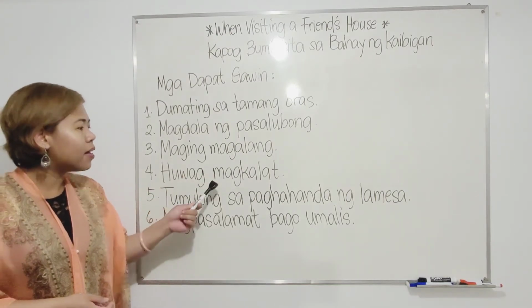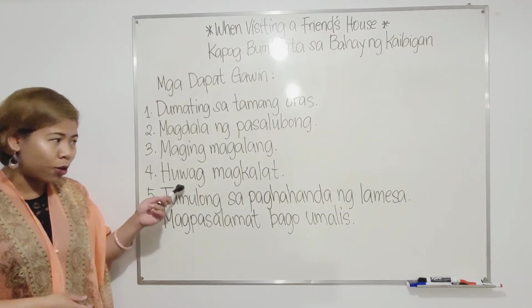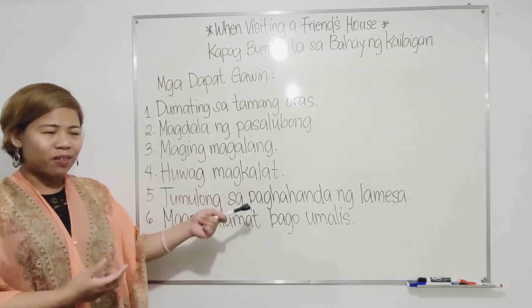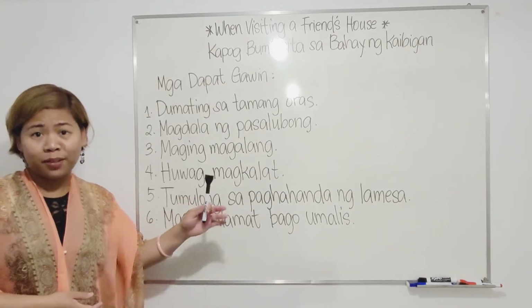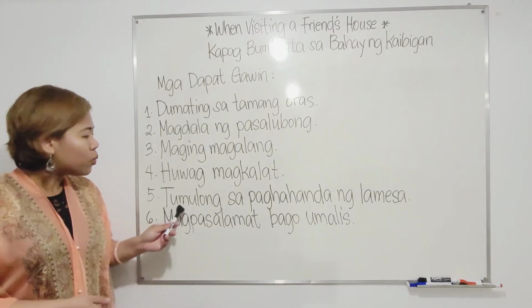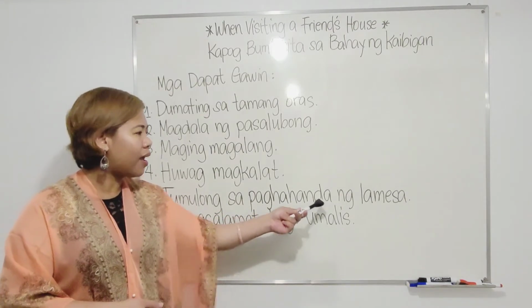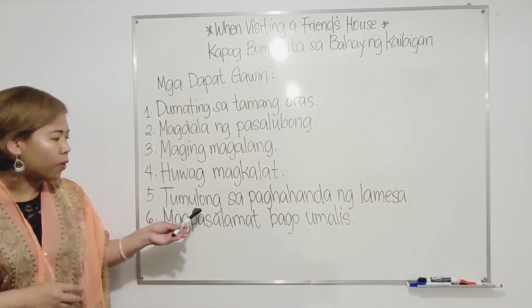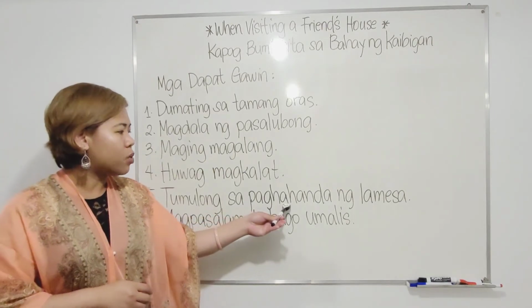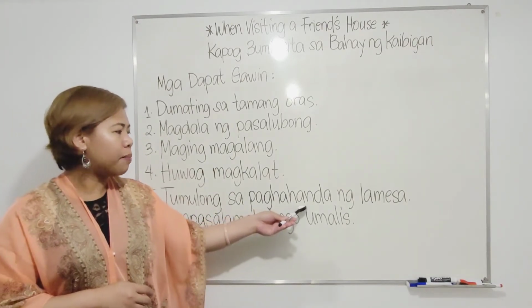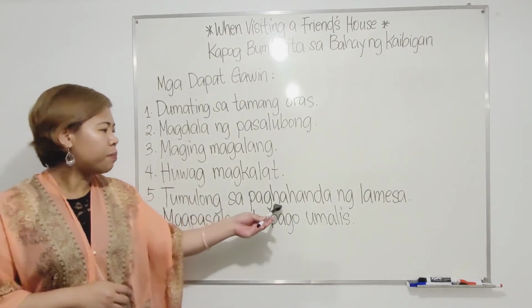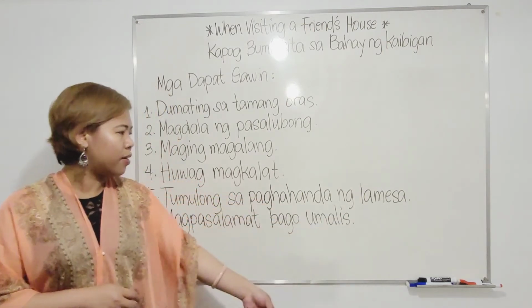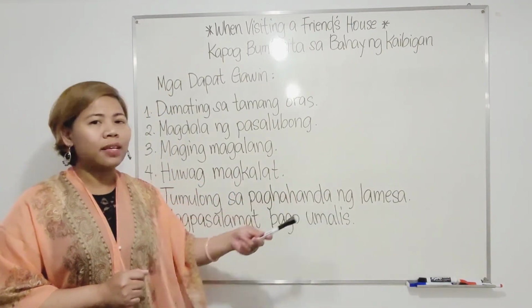Number 4, huwag magkalat. Huwag means don't. Kalat is mess. Magkalat means don't make a mess or don't be messy, because it's not your house, okay? And then number 5, tumulong sa paghahanda ng lamesa. It's a long sentence. Tumulong is from the word tulong, right? Help. This one is from the word handa. Paghahanda means to prepare. Help in preparing the lamesa. Lamesa is table. It's from Spanish word. So help prepare the table.